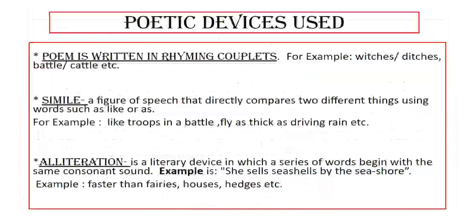Now, the next poetic device which you'll come across in this poem is alliteration. Now, what is alliteration? It is a literary device in which a series of words begin with the same consonant sound. For example, we take up this line, she sells seashells by the seashore. So here you can see that a series of words are there with the same consonant sound. And in the poem, R.L. Stevenson has used alliterations like faster than fairies, houses and hedges, and many more.